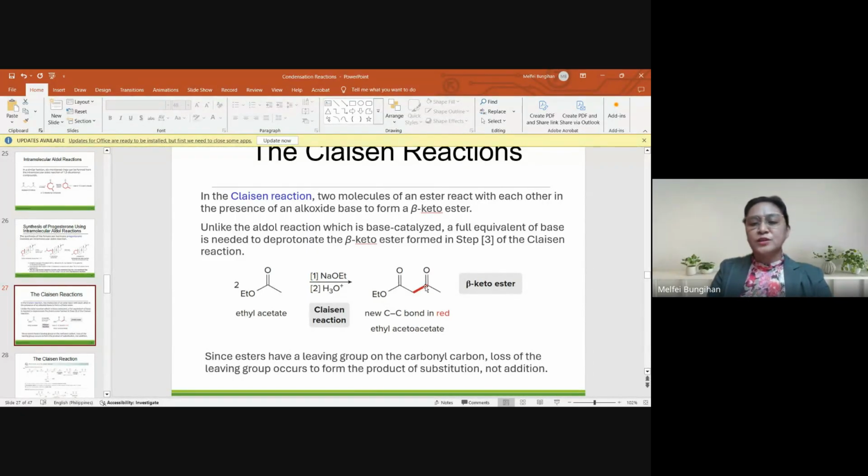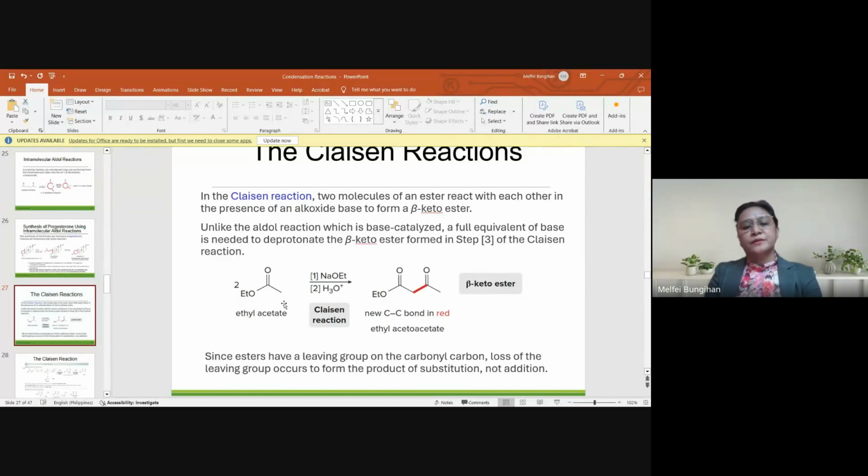So we have your keto ester. So unlike the aldol, which is base catalyzed, a full equivalent of base is needed to deprotonate your beta keto ester that is formed in the Claisen reaction.